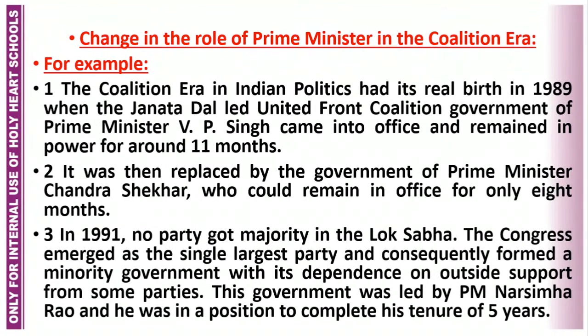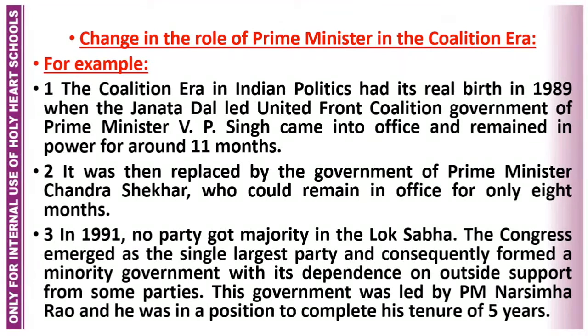Now, next is the change in the role of the Prime Minister in the coalition era. You know, these days, the time period which is going on, is the period of coalition. The coalition era in Indian politics had its real birth in 1989 when the Janata Dal led United Front coalition government of Prime Minister VP Singh came into office and remained in power for around 11 months. It was then replaced by the government of Prime Minister Chandrasekhar, who could remain in office for only 8 months.